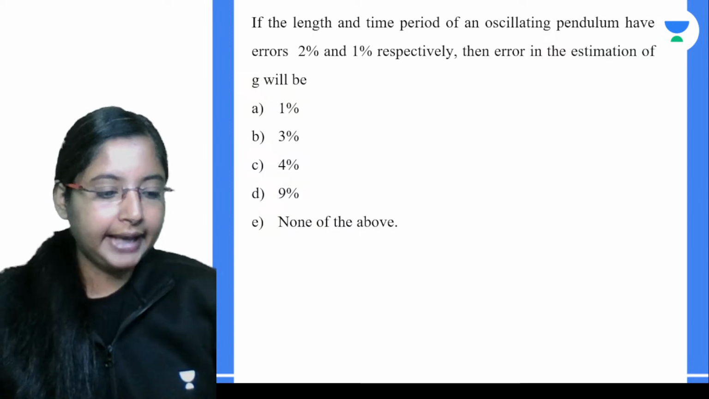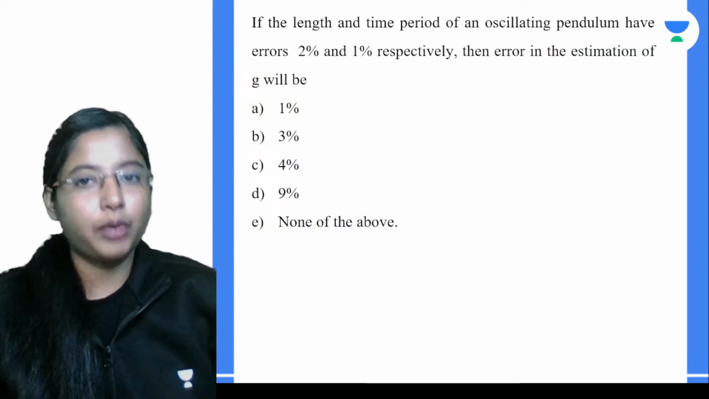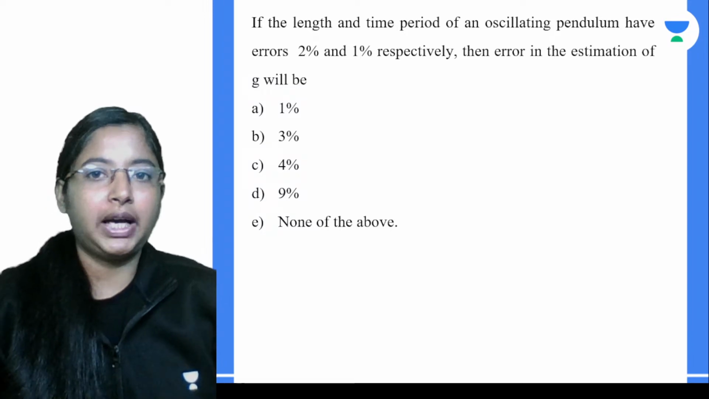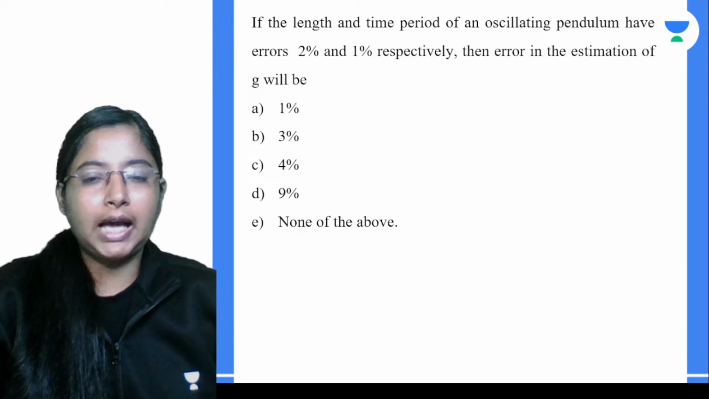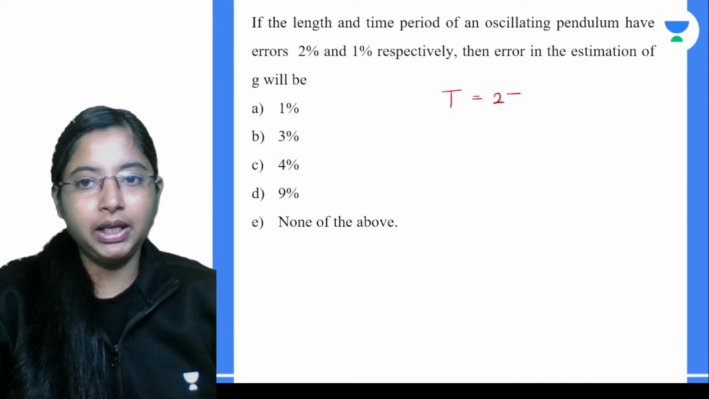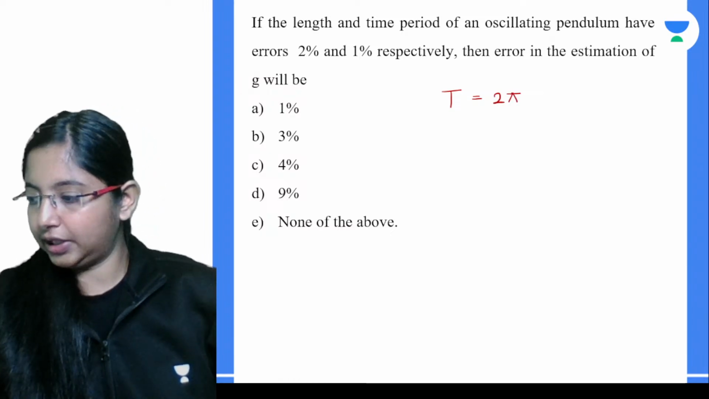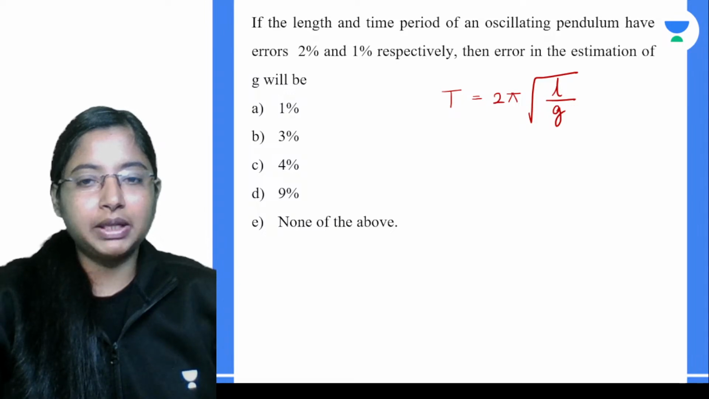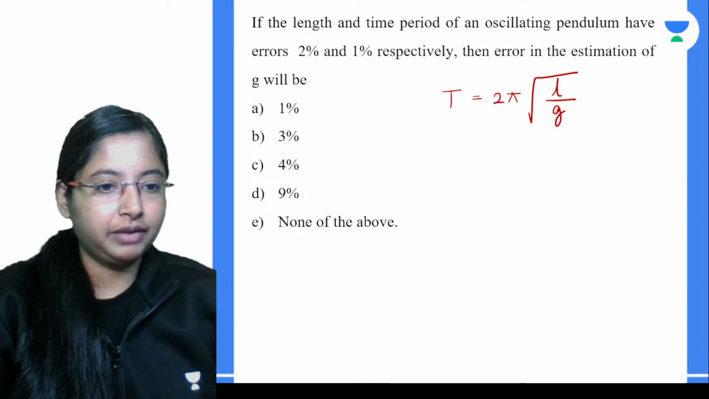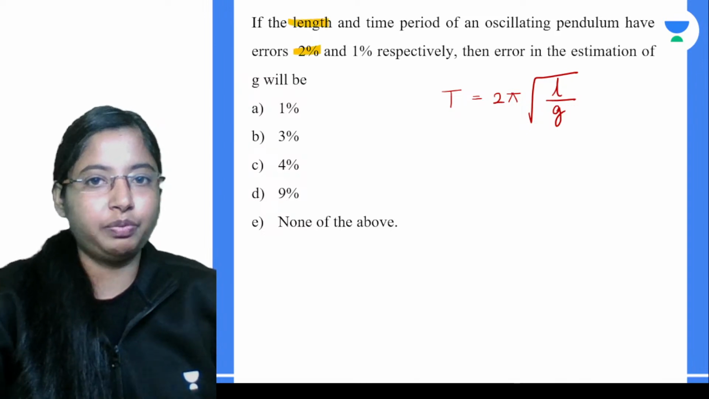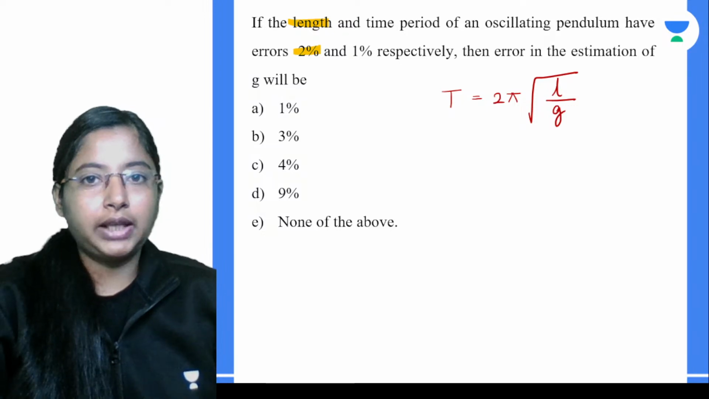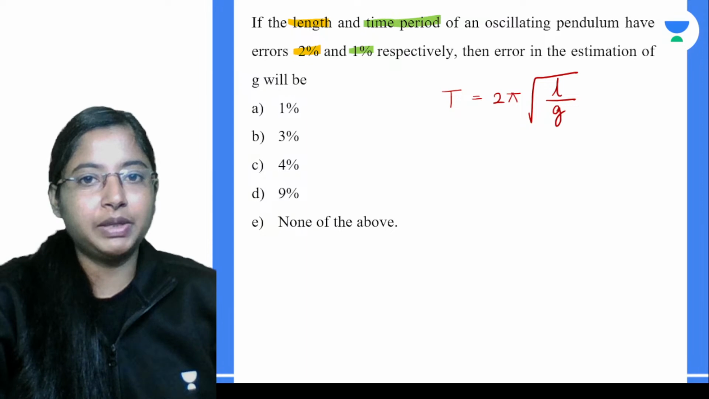If the percentage errors in the length and time period of an oscillating pendulum are 2% and 1% respectively, we want to find the error in the estimation of G. Very simple question, and we know that the time period of a pendulum is given by 2 pi root of L by G. The percentage error for length is given as 2%, and the percentage error in time period is given as 1%.